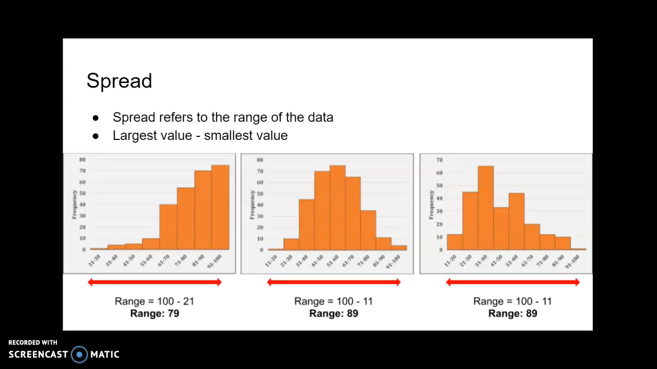The next 2 histograms, my smallest data point is 11, and my largest data point is 100. So the range for both of these would be 89. Again, I'm taking my largest data point and subtracting my smallest data point from it. So range is referring to how spread out the data is.